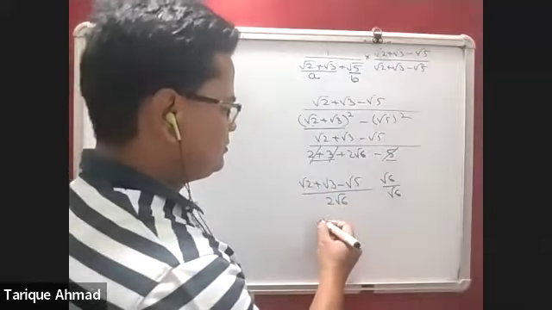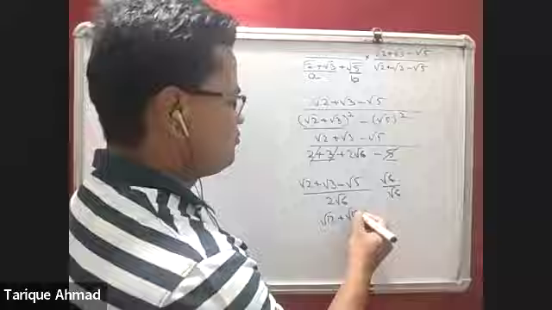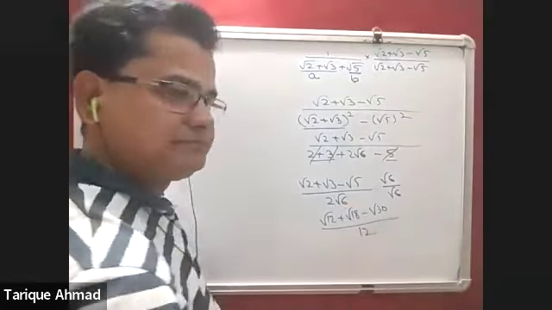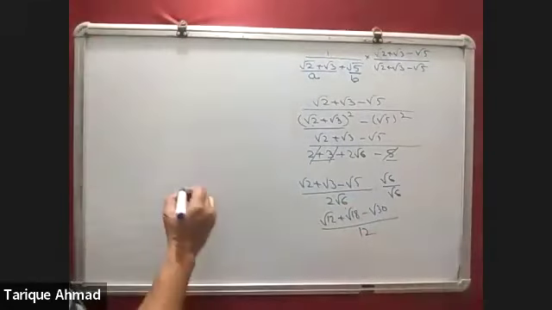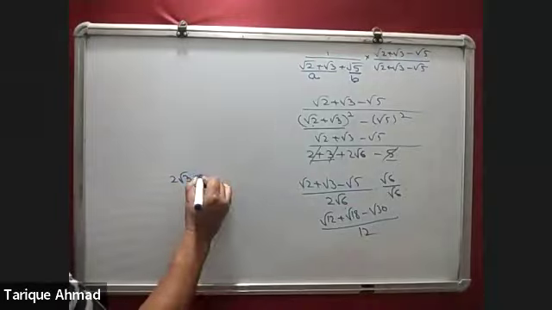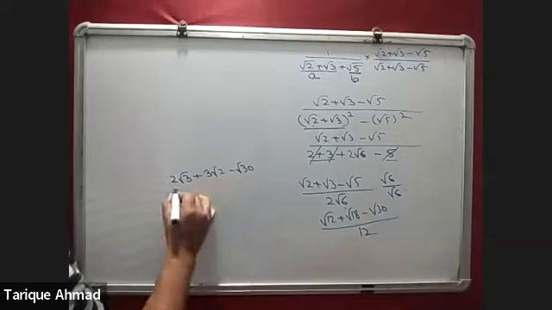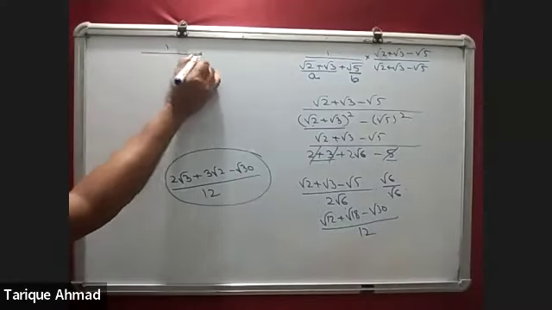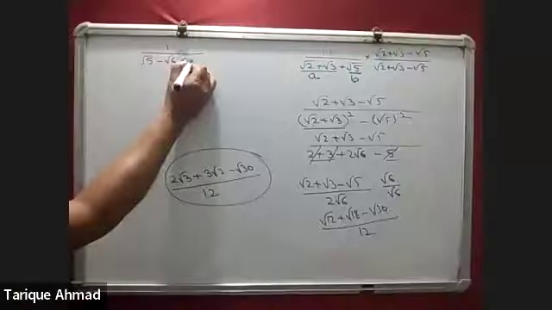Here we get root 12, root 18, root 30, and here 12. This root 12 can be written as 2 root 3. This is 3 root 2, and this is root 30 by 12. Now see, this is rationalized. Yes. Okay, one I am writing for you, do it. Root 5 minus root 6 plus root 11.